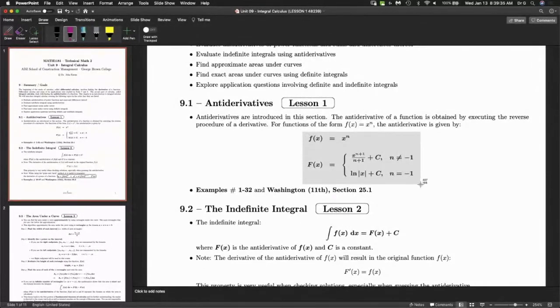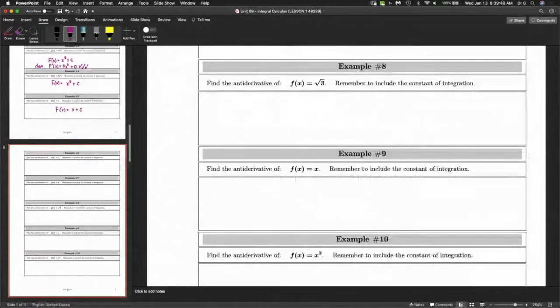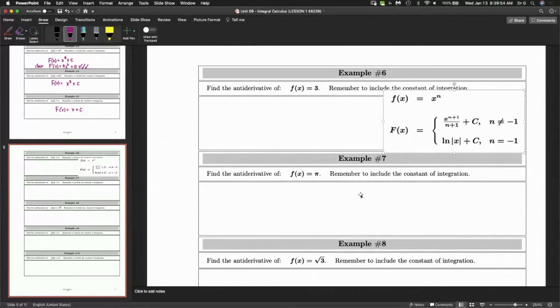So this is the only formula that we have today. This is your only formula today. I'm going to just drop that formula on the sheet, so hopefully you can see it well.